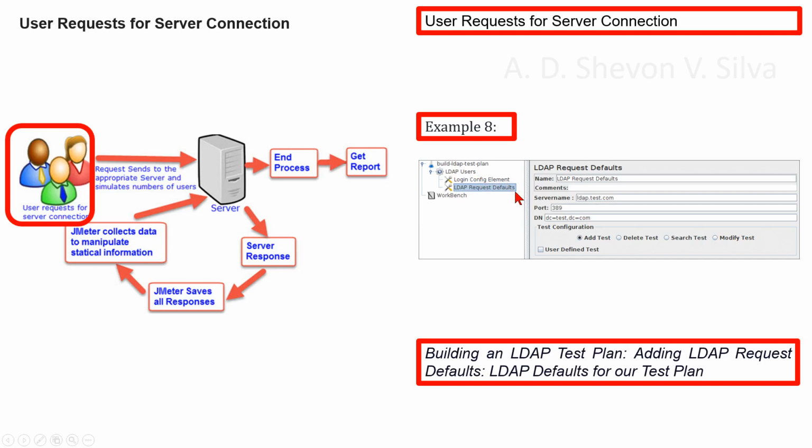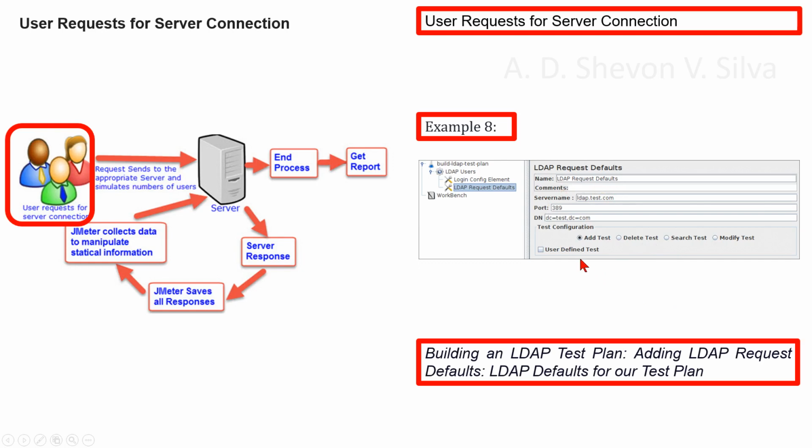Like most JMeter elements, the LDAP request defaults control panel has a name field that you can modify. In this example, leave this field with the default value. Here you can see LDAP defaults for our test plan.